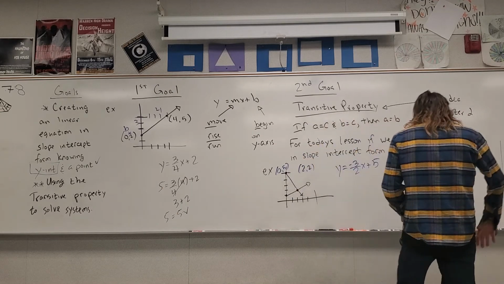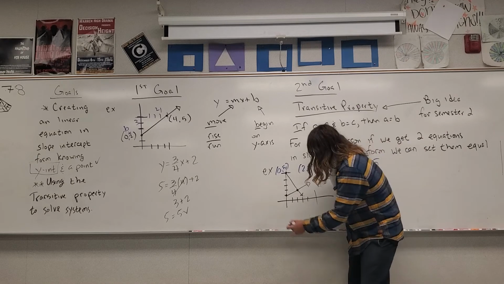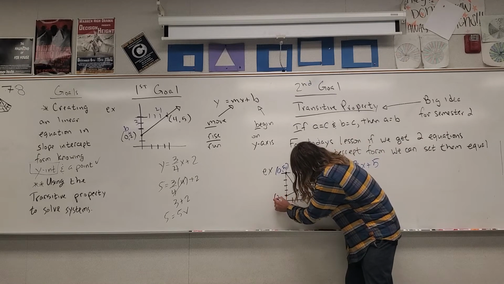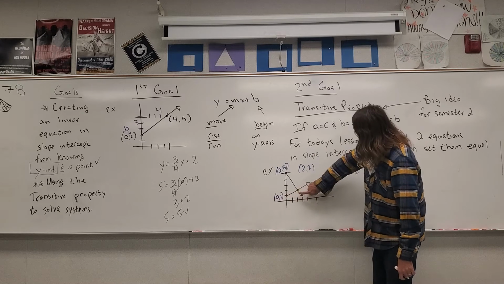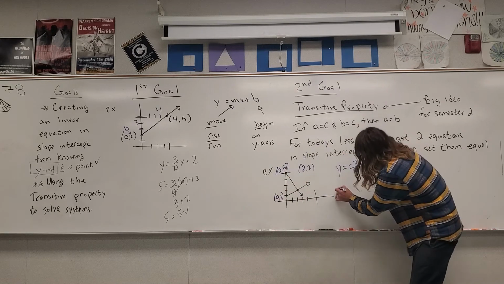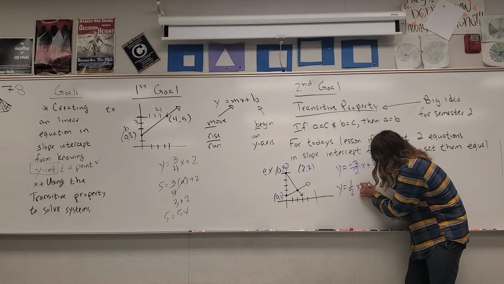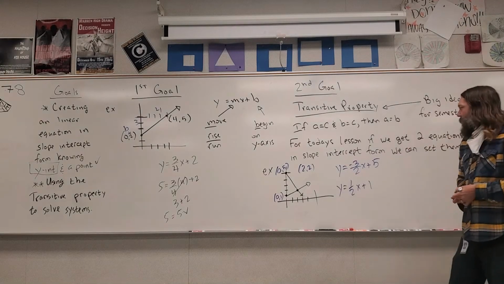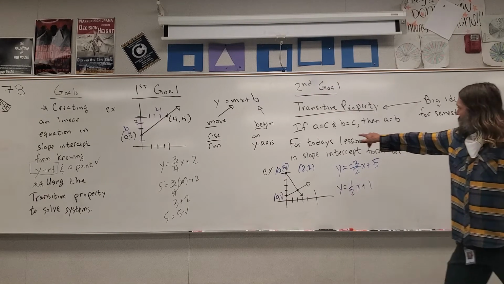Let's write the equation for the other line. This line has a y-intercept of (0, 1). And to go from (0, 1) to this point, I have to rise 1 and run 2. So this equation is y equals 1/2 x plus 1. Okay? So this doesn't quite look like this, but it is.